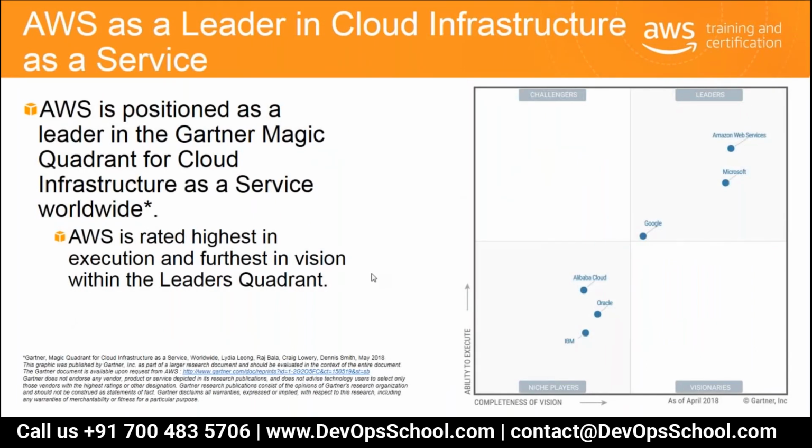If you talk about AWS in terms of the domain, it's marked as the leader in cloud infrastructure as a service. AWS is positioned as a leader in Gartner's Quadrant, and it is one of the highest rated services in the leaders quadrant. There are some other leaders, but AWS has its own niche, leading the leaders quadrant.